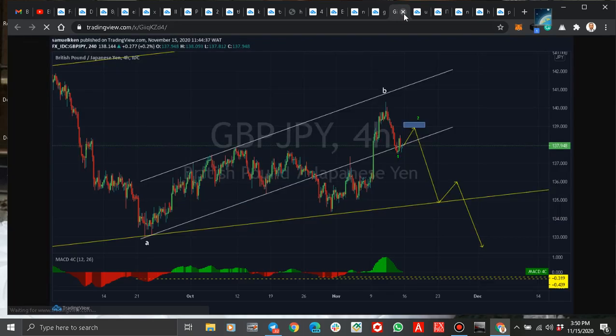Okay. Now on pounds yen, my bias has not changed on pounds yen.